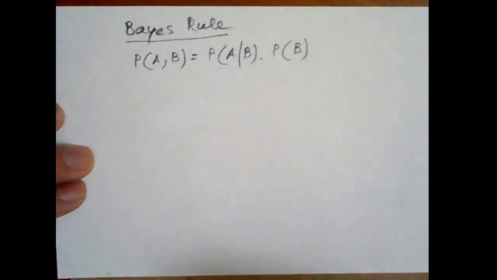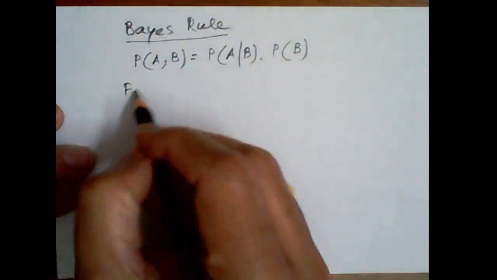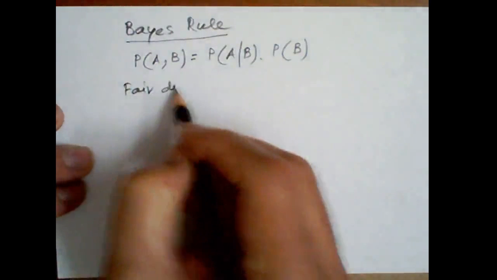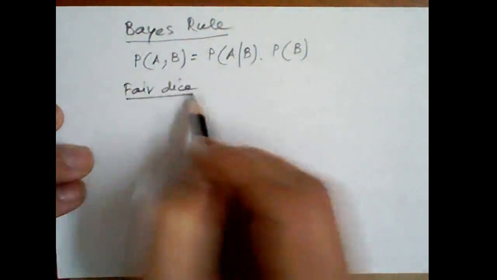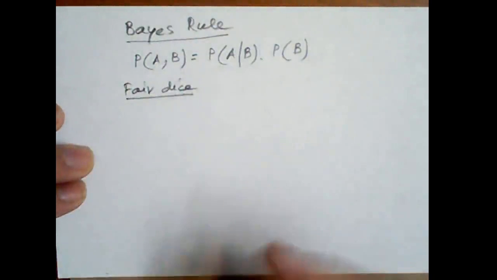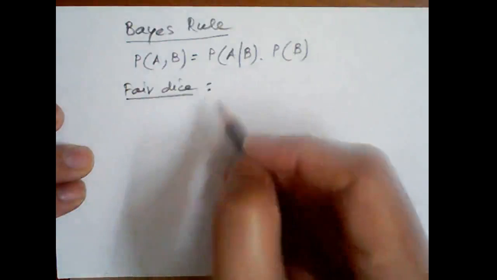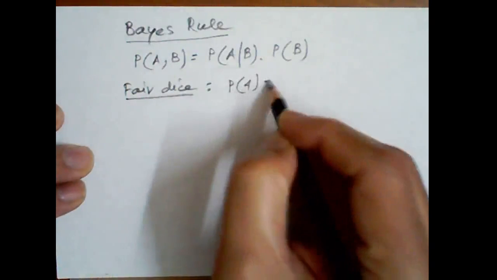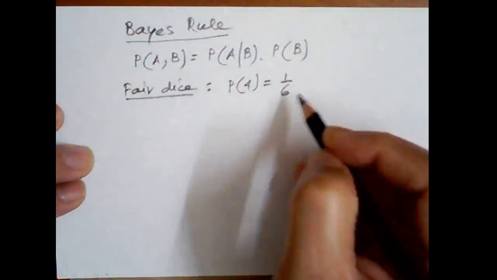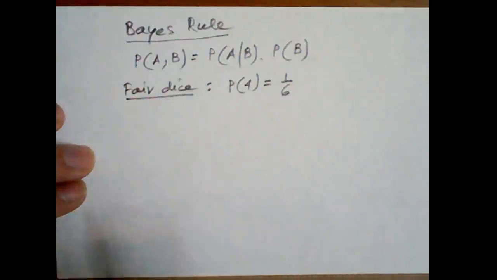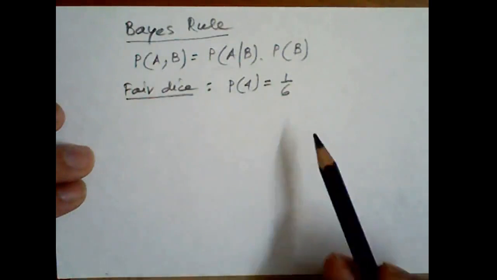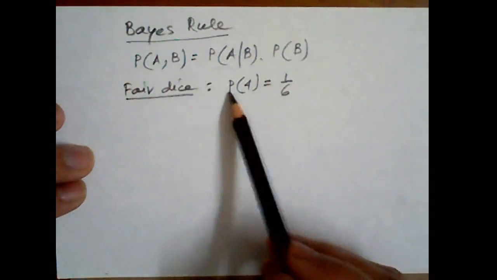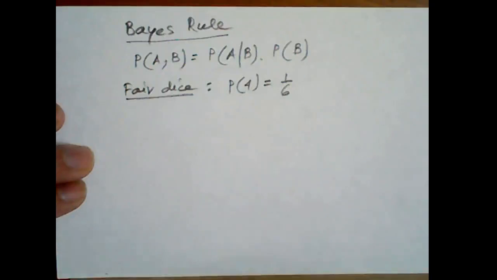Let's take an example. Let's say I roll a fair dice and I don't show you the number that I've got, and I ask you the question, what is the probability that I have got 4? Your answer is going to be 1 over 6, because you know that since it's a fair die, all the 6 numbers have equal chances of occurring. 4 is just 1 out of the 6 possible numbers, so the probability of getting 4 is 1 over 6.